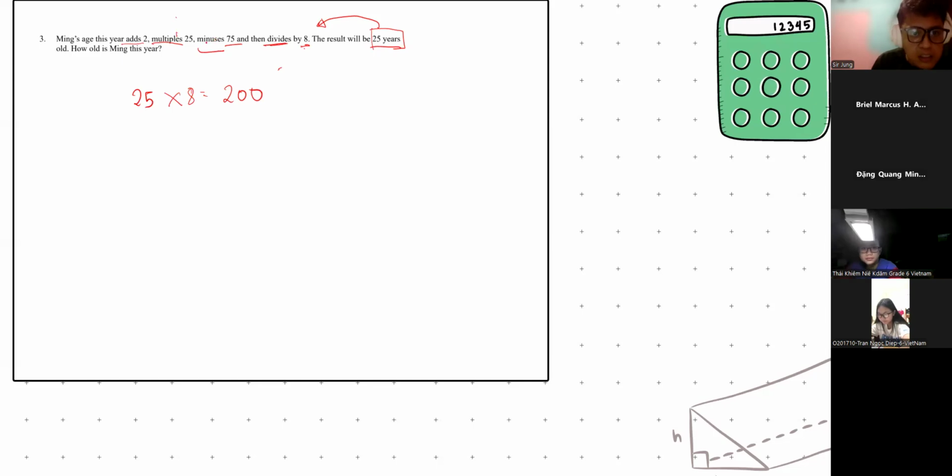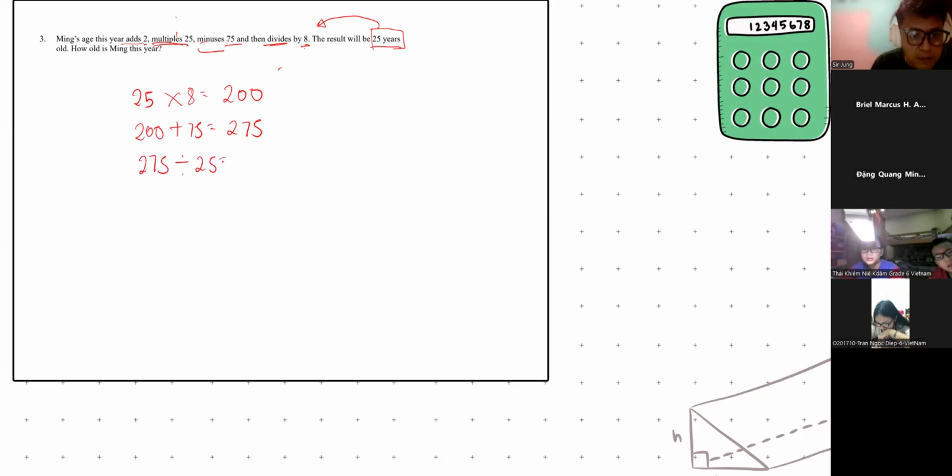Now, it is said that we subtracted 75. So we need to add 75. So 200 plus 75, that's equal to 275. And then multiplies 25. So we need to, again, use the opposite of multiplication, that's division. 275 divided by 25. And that's 11.